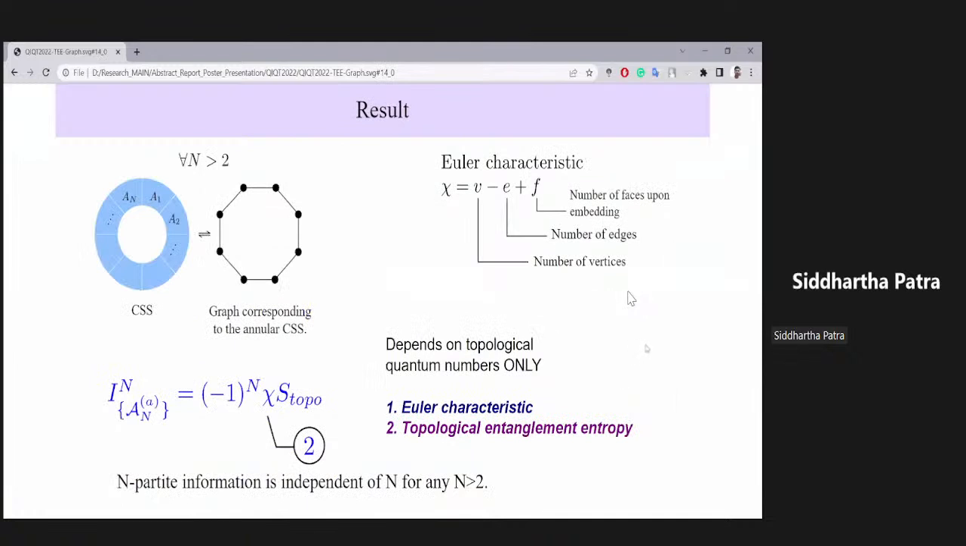Next, using that graph polynomial, we have shown that for any arbitrary number n of subsystems arranged in an annular form, the n-partite information is proportional to chi, the Euler characteristic of that cycle graph embedded on a planar manifold, that is 2, times S topo, the topological entanglement. That means the n-partite information is independent of n and depends only on two topological numbers: one is the Euler characteristic and the other is the topological entanglement itself.